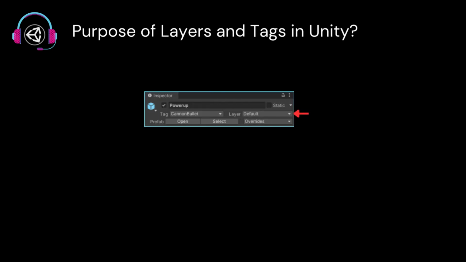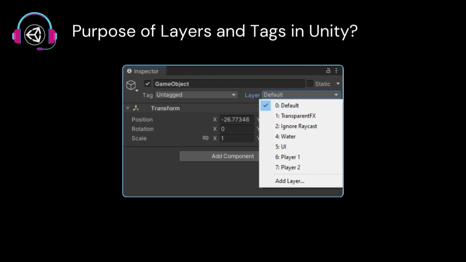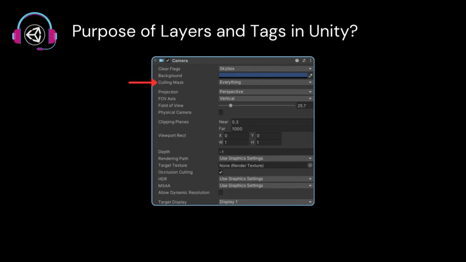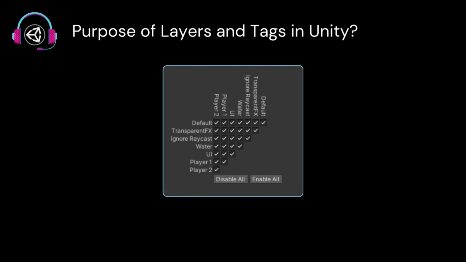You can assign a layer to a game object by selecting the game object in the hierarchy, then going to the inspector window and clicking on the layer option. Select the layer name you want to apply. You can put objects on a specific layer to control which cameras render them using the camera's culling mask, limit which lights affect them, and fine-tune collision using the layer collision matrix.